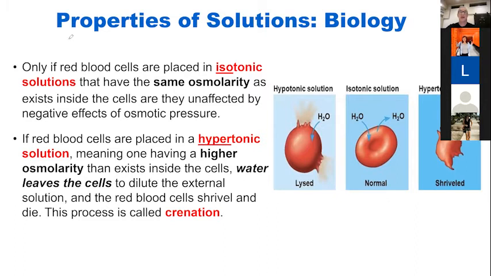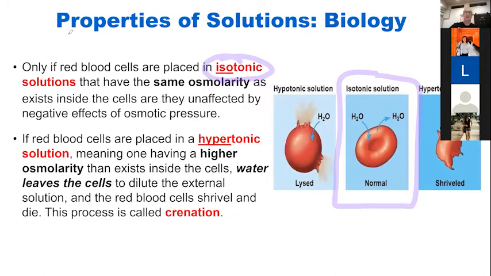So this basically shows you what happens to red blood cells in different solutions, to show you what osmotic pressure can do. So if red blood cells are placed in an isotonic solution, now isotonic would mean you have the same osmolarity inside the cell and inside the solution. So the concentrations of everything would be the same. So in an isotonic solution, they would look normal. You'd have water moving into the cell and water moving out of the cell at the same rate, and it would keep the same shape.